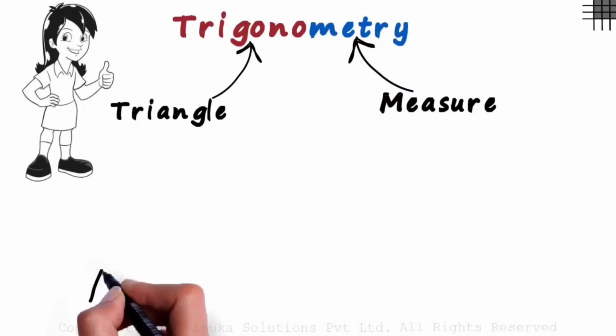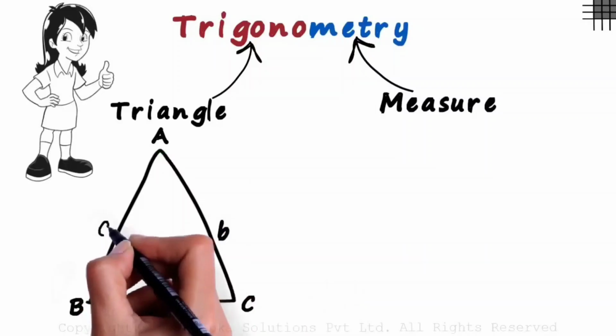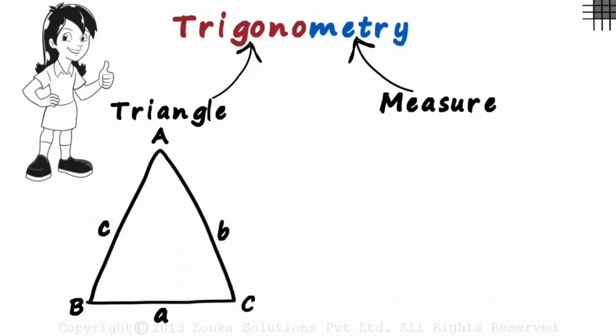So let us consider a triangle named ABC with sides A, B and C. The side A is opposite to the angle A and the side opposite to angle B is B. Similarly, the side opposite to angle C is C.